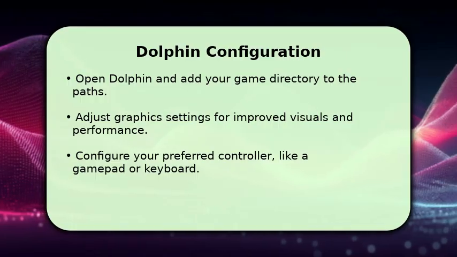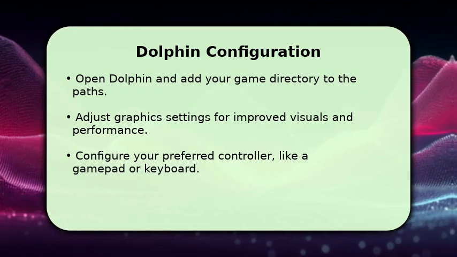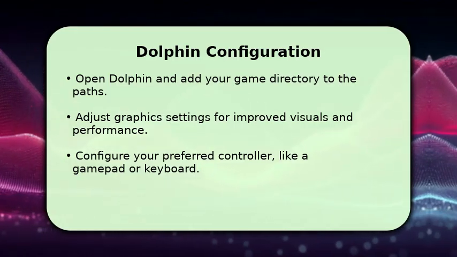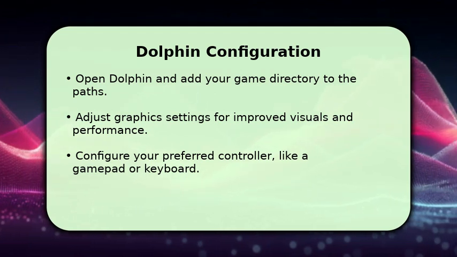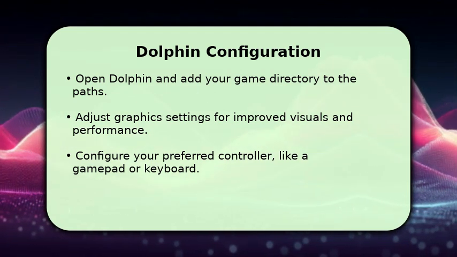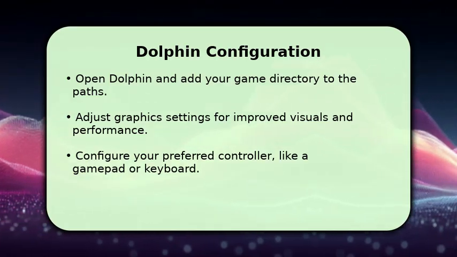Now, open the Dolphin emulator. Go to Config and then Paths to add the folder where you saved your Super Mario Galaxy game file. This allows Dolphin to find your game. After that, dive into the graphics settings. You can tweak things like internal resolution and anti-aliasing for a visually stunning experience.